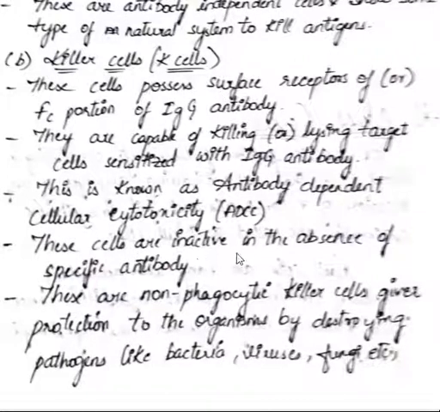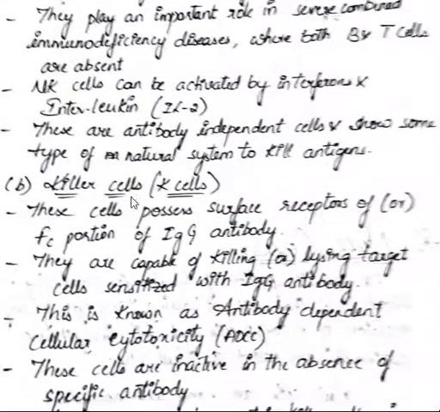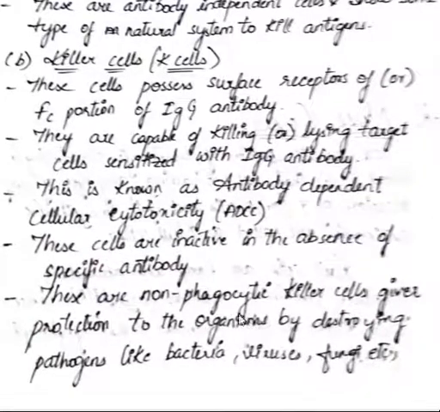So these cells are inactive in the absence of specific antibody. But that is not the case with natural killer cells. That means they are directly killing, no need of any help. By birth, they have come like that. But the killer cells have to take the help of this IgG antibody, and only then can they do it. And these are non-phagocytic killer cells, giving protection to the organism by destroying pathogens like bacteria, virus, fungi, etc. Okay, so this is all about the killer cells.